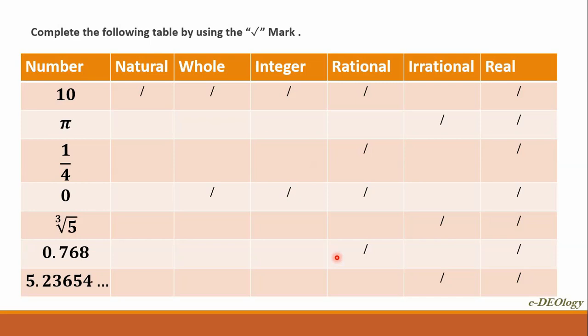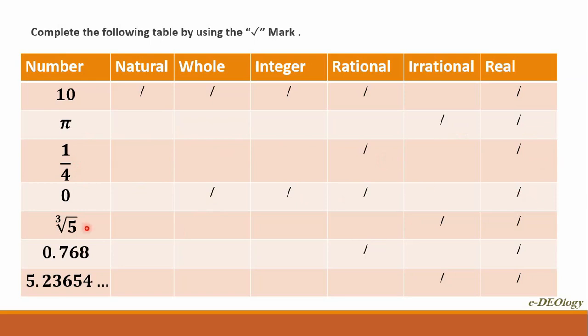In this exercise, we have some numbers written here. Let's start. We're going to complete the table, and tick if the given example falls in that subset or group of numbers. For number 10, it is a natural number, a whole number, an integer, a rational number, and we tick real number. For pi, it is irrational and also real. For 1/4, it is a fraction, a rational number, and also a real number. For 0, it is a whole number, an integer, rational, and a real number.